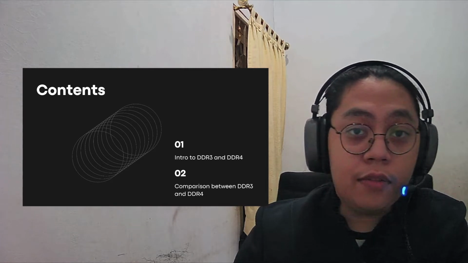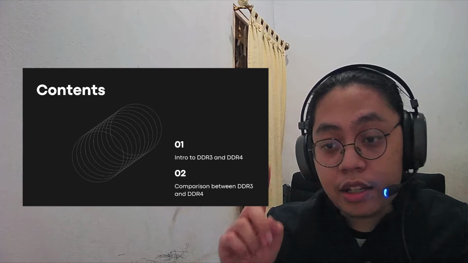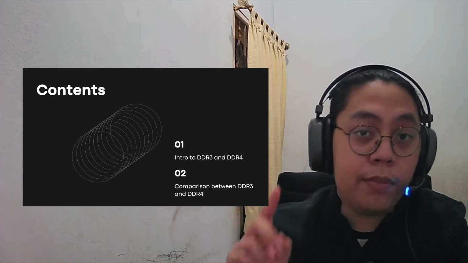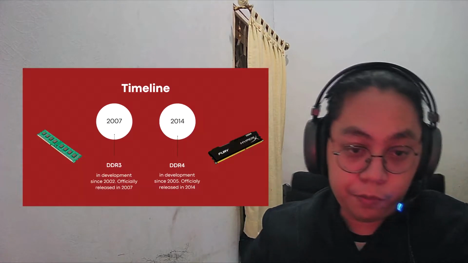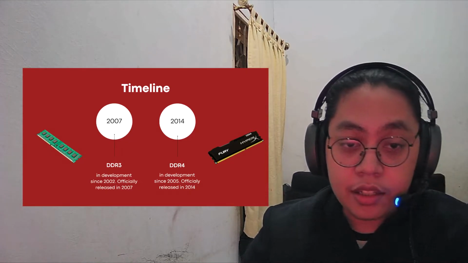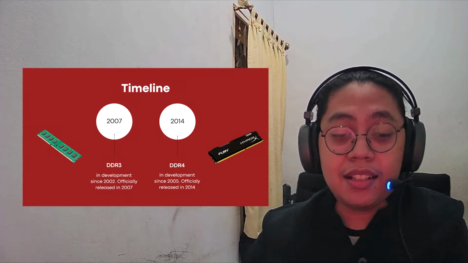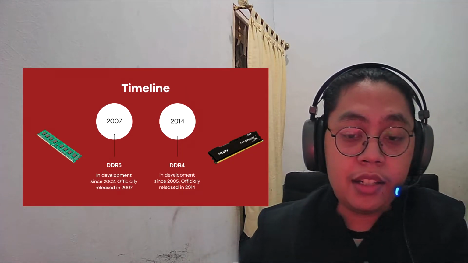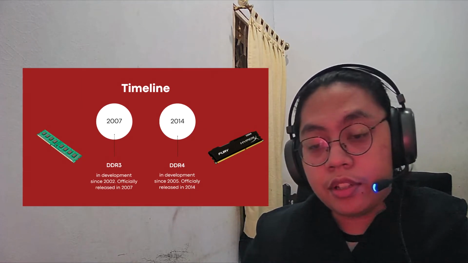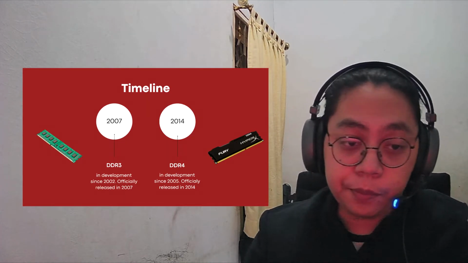The content of this presentation includes first an introduction to the DDR3 and the DDR4 RAM and also the comparison between the both types of RAM. The DDR3 has been officially released in 2007 and it has been in development since 2002, while the DDR4 is officially released in 2014 and it was in development since 2005.